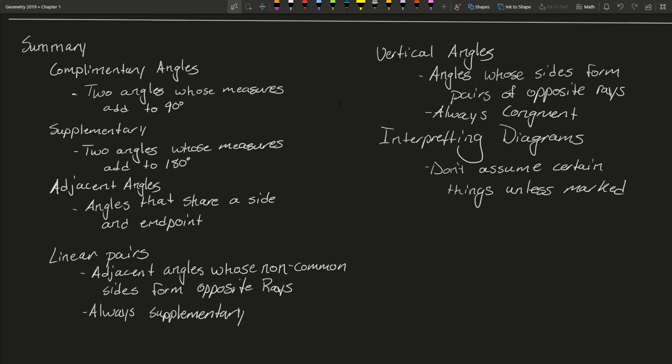We also talked about linear pairs, which are adjacent angles whose non-common sides form opposite rays and are always supplementary. We also talked about vertical angles whose sides form pairs of opposite rays and are always congruent. And we talked a little bit about what we can assume in diagrams and what we can't assume. So this is all that there is to angle pairs and angle relationships.